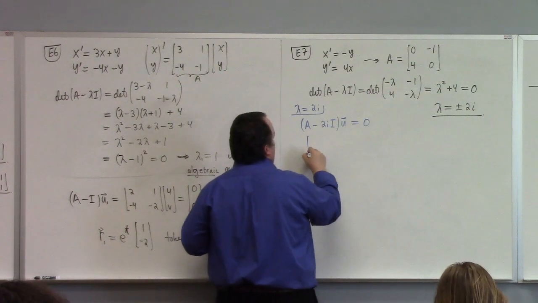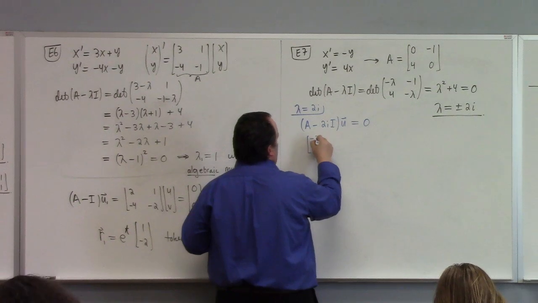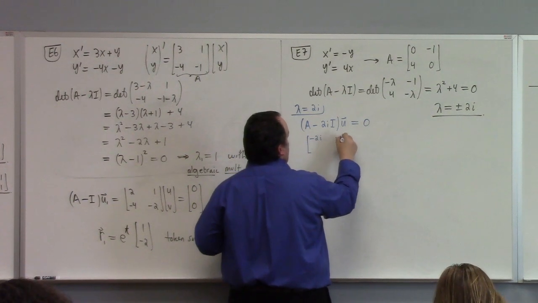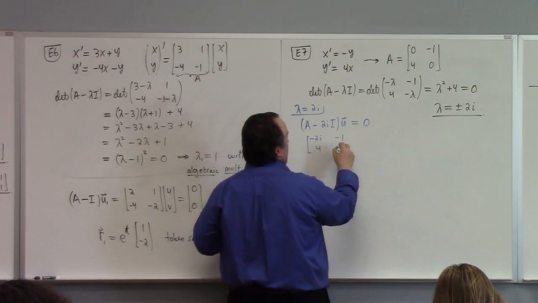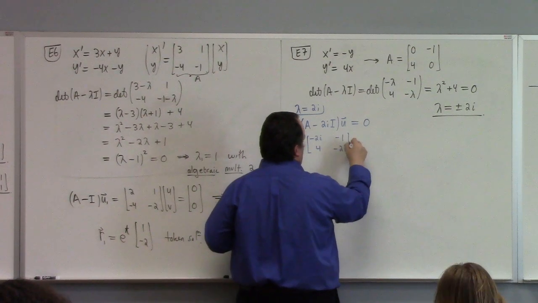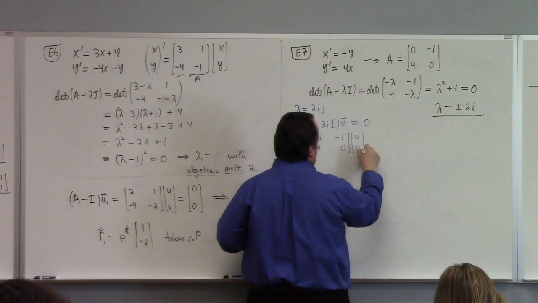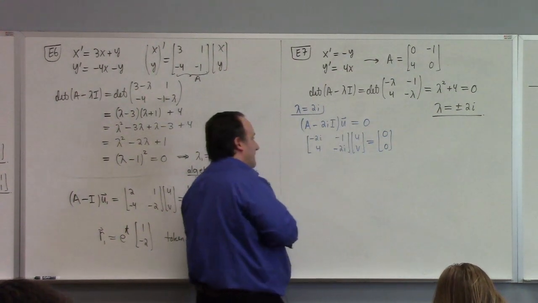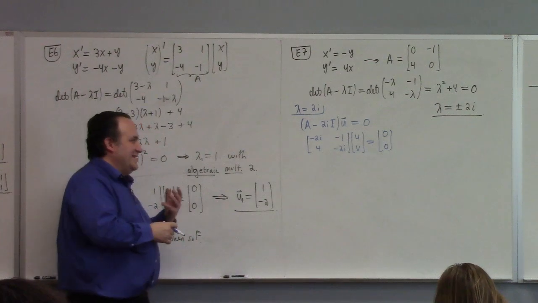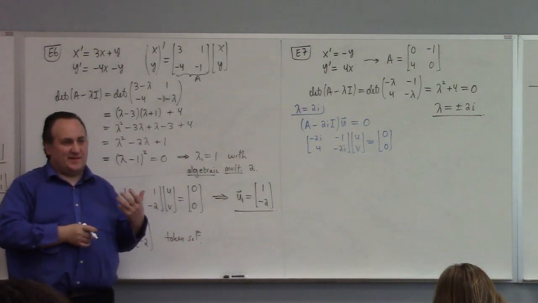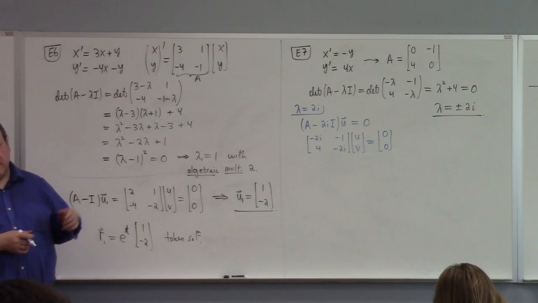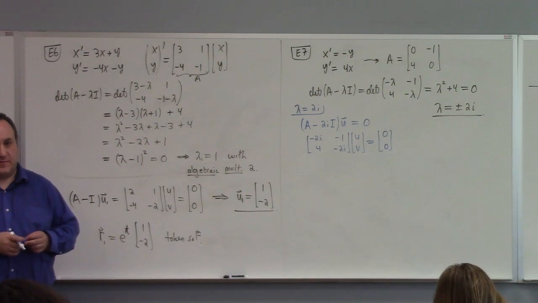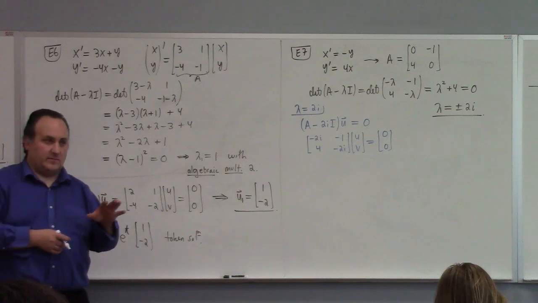All right, so what that looks like is the matrix with entries -2i, -1, 4, -2i, times (u, v) equals (0, 0), right? Now it's a little bit worrisome at first glance, because it seems like maybe the two equations we're looking at aren't really different. I mean, they're not the same, right? But it's just an illusion.